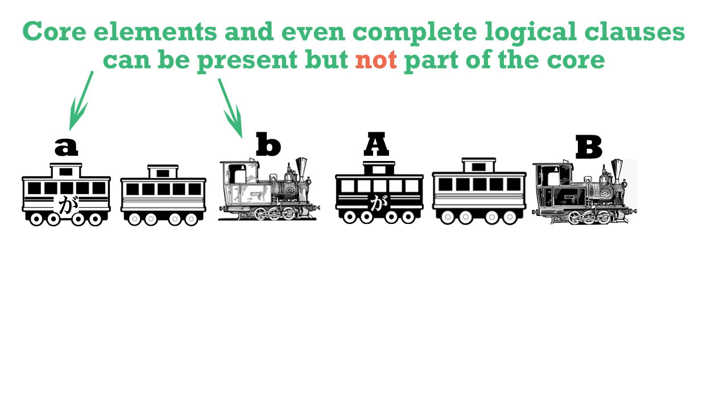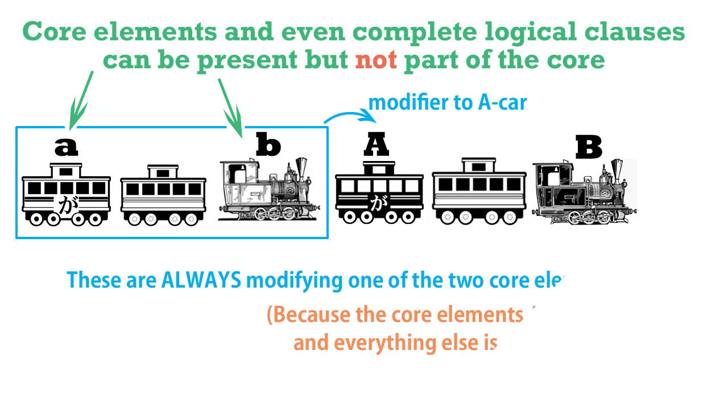And if they're not part of the sentence core, what they are doing is modifying or telling us more about either the A car or the B engine. That's the only thing they can ever be doing, because the sentence is its core, and everything else in the sentence is related to and telling us more about that core.